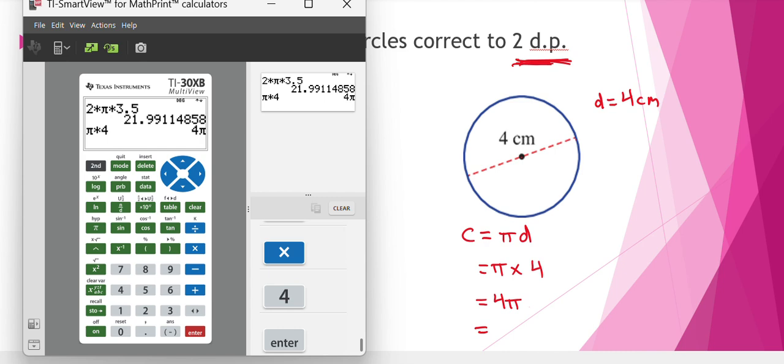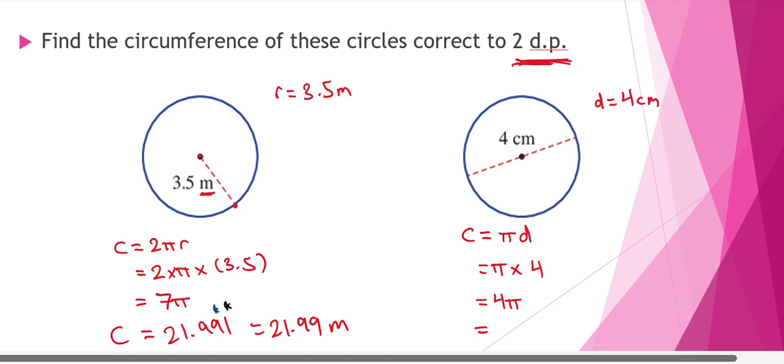Because we want to work with decimal places, what you're going to do is press the double arrowed button, which is just above the enter, and it will change what 4 pi is into a decimal. Okay, so what we have here is 12.566. Next, we need to do our rounding.